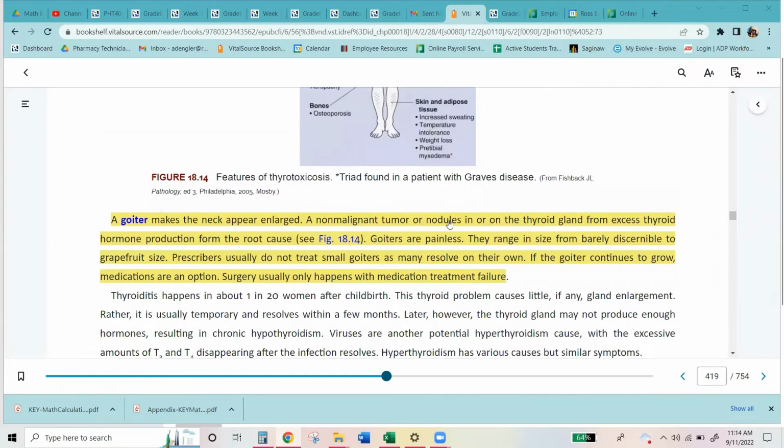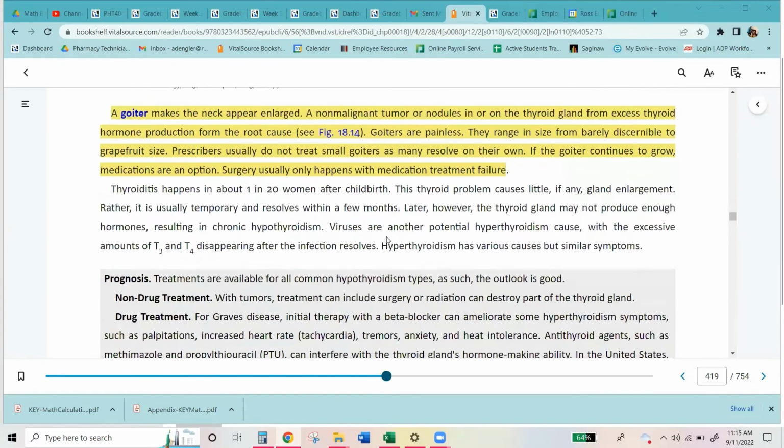A goiter makes the neck appear larger. A non-malignant tumor of nodules in or on the thyroid gland from excess thyroid hormone production forms the root cause. They're painless. They range in size from barely discernible to grapefruit size. Prescribers usually do not treat small goiters as they may resolve on their own, but if it continues to grow, medications are an option, and surgery only usually happens with medication treatment failure.